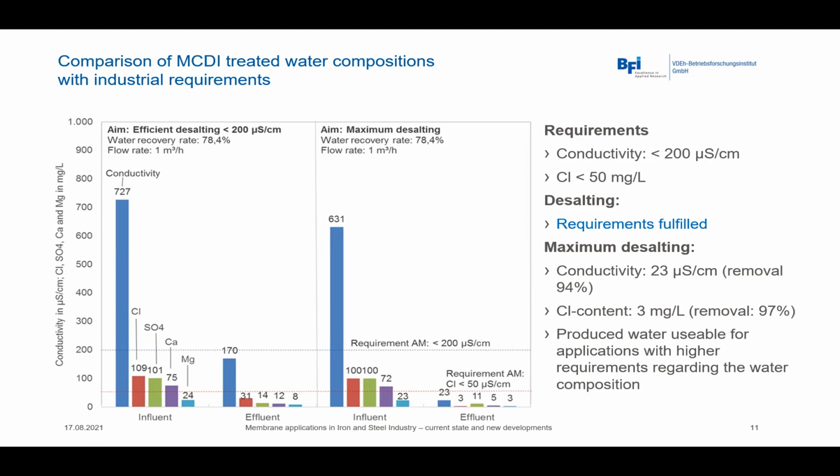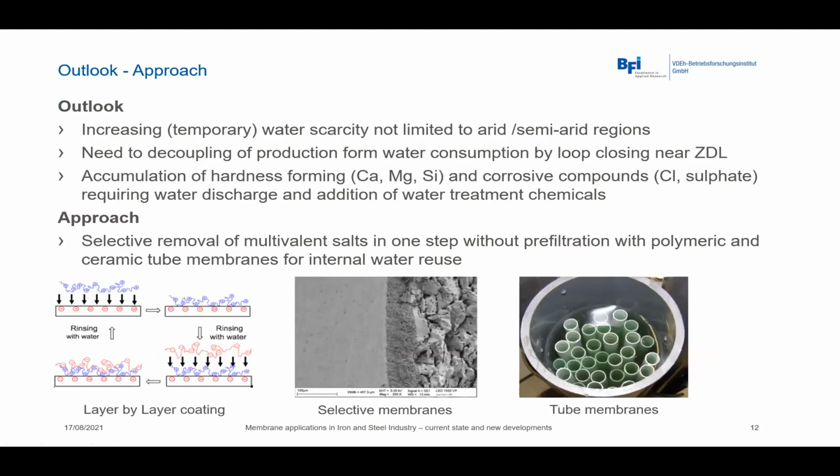I know it's not the same, but it's in the range, and everybody has to check: is the water quality I produced enough, or do I need demineralized water? Regarding the outlook, we have increasing temporary water scarcity, and the problem is now realized, which was not seen for many years. So the need to decouple production from water consumption is increasing, and everybody would like to go close to zero liquid discharge. But of course, it is combined with challenges, because you are accumulating ions, bacteria, and other components in the water. So we need applications to remove these components concentrated in the water, to reuse the water again.